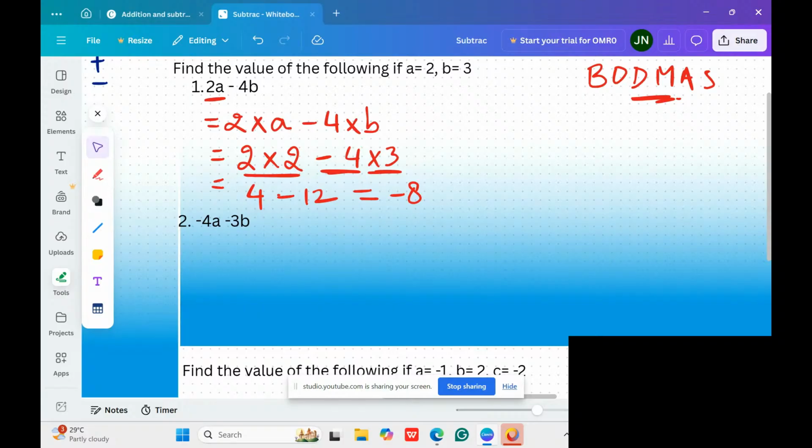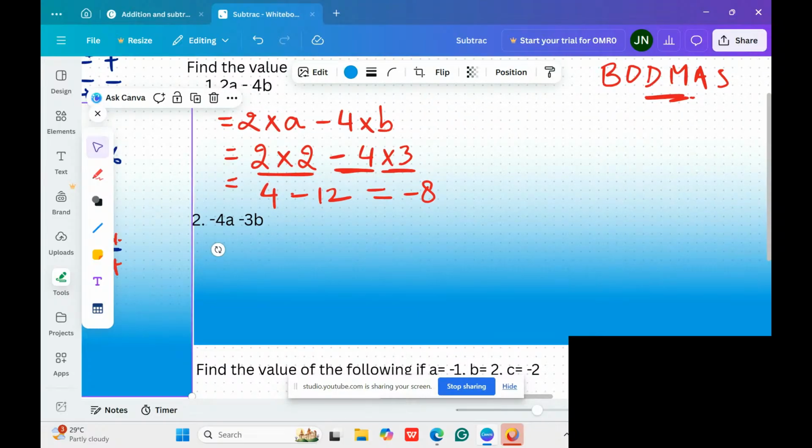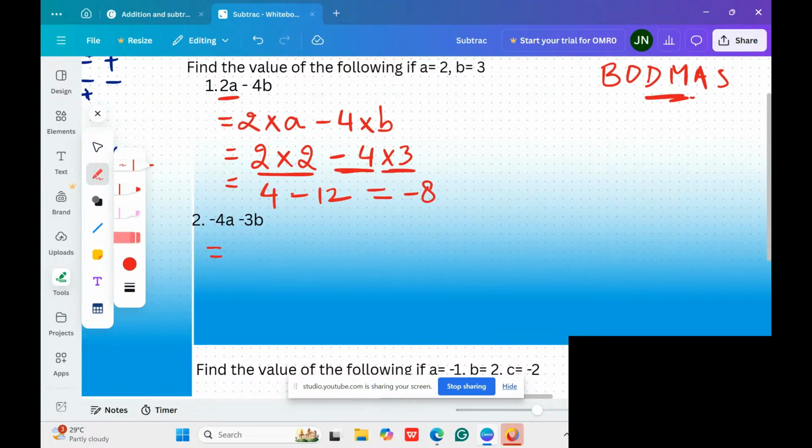All right. So let's have a look at this question. Let us see how to do this. So first, this step is not necessary, but you can always expand it, write it in multiplication form to understand what you're supposed to do. Okay, so now negative 4. Now A is positive 2 and B is positive 3. So we'll just substitute the values and that's it.